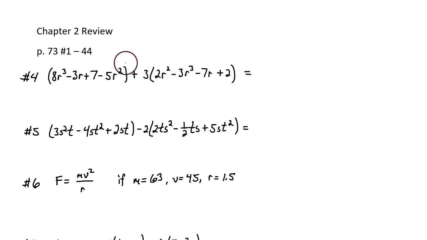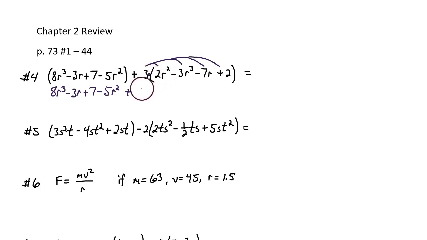Before I combine like terms, I need to take care of the fact that 3 is being multiplied to all the terms in this polynomial. This is an instance where you do the distributive property. Multiply all of them by 3. The first polynomial will stay the same. So we have 8r cubed minus 3r plus 7 minus 5r squared. And then add, and let's do the distributive property.